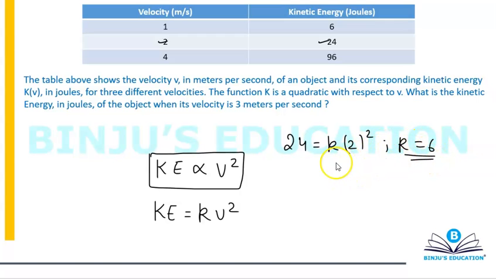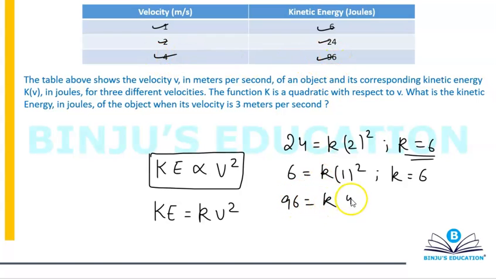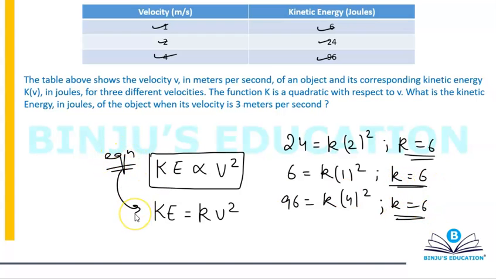Let's just verify whether what we have done is correct or not. So let's plug in 1 and 6 also. I'm going to get 6 is equal to k into 1 square. So I'm again getting k is equal to 6. And if I put 4 and 96, then I will be getting 96 is equal to k into 4 square. 4 square is 16. 96 by 16 is again 6. So k is again equal to 6. So this relationship that we have formed is correct.